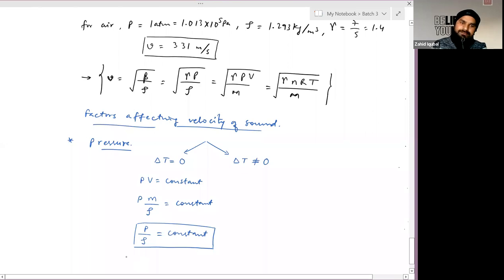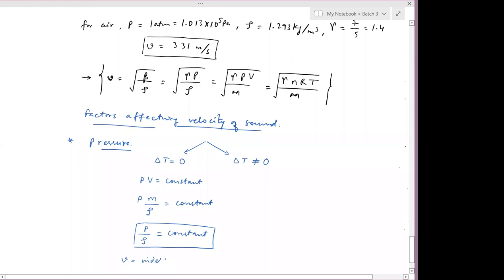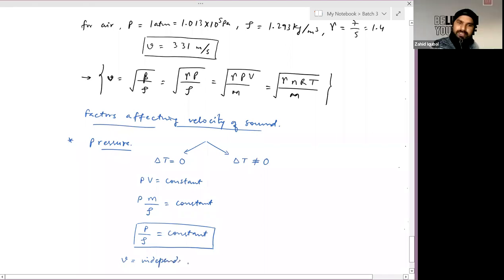Atif, is it clear? Yes, sir. So in first part, velocity is independent of pressure if temperature is constant. But if temperature is not constant, then velocity will be directly proportional to P and also inversely proportional to rho.